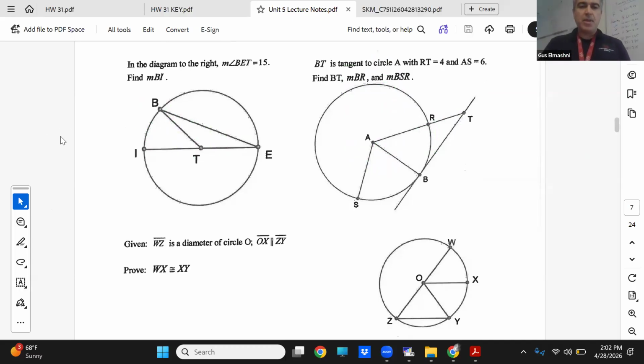All right, so measure BET again. That's 15 degrees. So this right here is 15 degrees. And BI, of course, we want to find that. Well, if that's 15, then that's 15, right? And if that's 15, 15, then what's this going to be? 150. Therefore, what's this going to be? And the arc has to be 30.